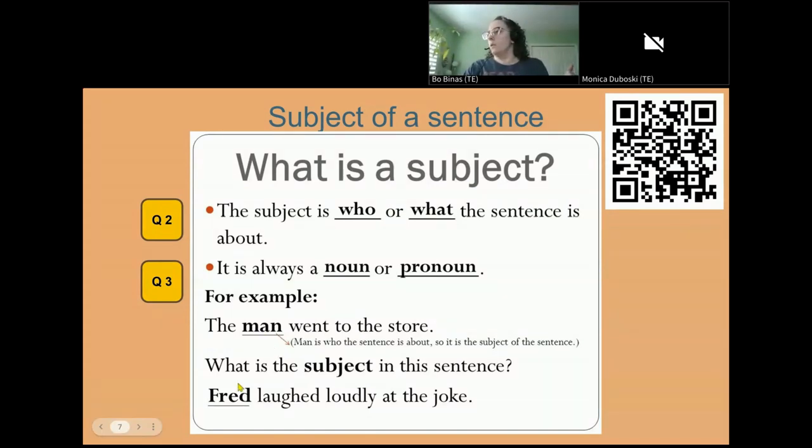All right, so this sentence down here, Fred laughed loudly at the joke. What's the subject of that sentence? Good job, Grace. Fred. Yep. Fred is the subject of that sentence.